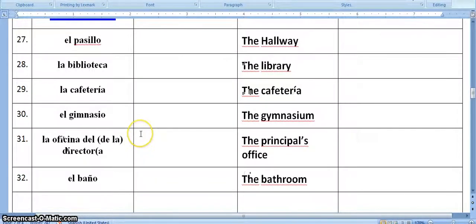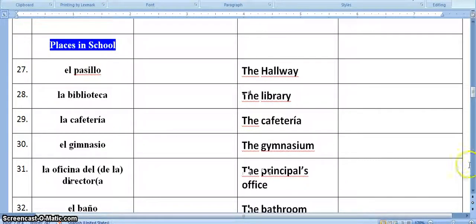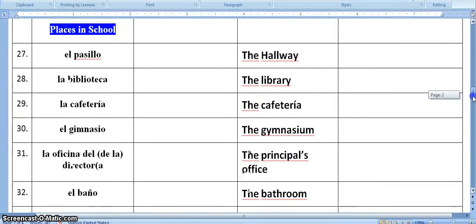Alright, now, here are some places in the school. Okay, places in the school. We'll start with número 27, el pasillo. Now remember, the double L makes a Y sound, so it's not pasillo with an L sound. It's el pasillo. El pasillo is the hallway. All right. Número 28 is la biblioteca. Okay, la biblioteca is the library.